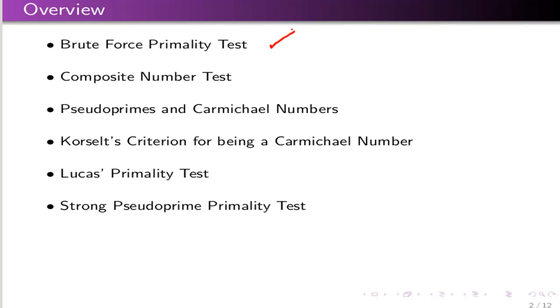That's where you just test for divisibility by primes up to the square root of n. Then a composite number test, which will allow you to conclude that a number is composite, but it's not going to be an if and only if test. We'll define pseudoprimes, Carmichael numbers, give you Korselt's criterion for when a number is a Carmichael number, talk about Lucas's primality test, and then the strong pseudoprime primality test.